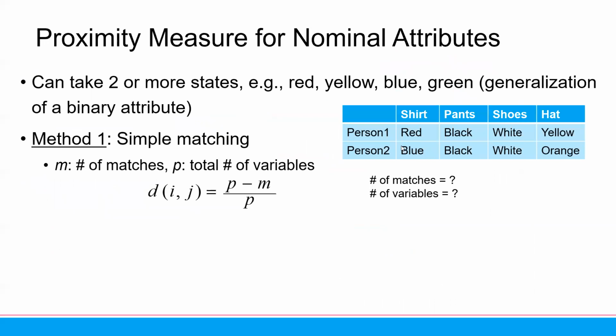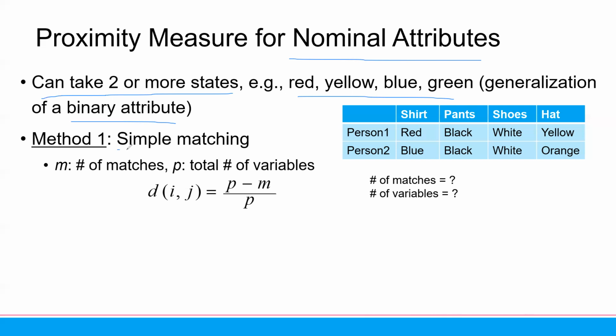So the proximity measure or the similarity we can use for nominal attributes and we can use for numerical attributes. Let's say we have the nominal attributes at this moment. It can take 2 or more states. So yeah, you can use like red, yellow, blue, green. Okay. So these are the colors. Or it can be some generalization of binary attribute like 0 or 1.